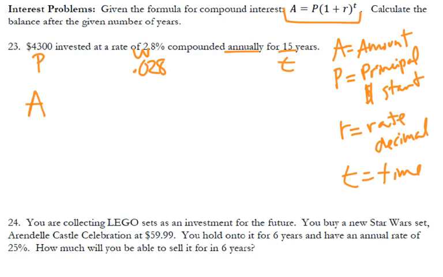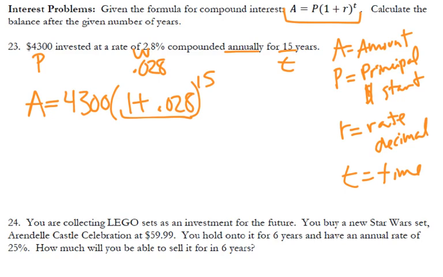So it really comes down to just plugging in the information. We want to find A, so principal times 1 plus the rate, 0.028, to the 15th. And really, on your calculator, you just want to enter it in like that. Don't worry about trying to figure it out a little bit at a time. I guess you could combine that, but I just like to write it exactly the way it is, because then I know I'm not making any stupid mistakes.